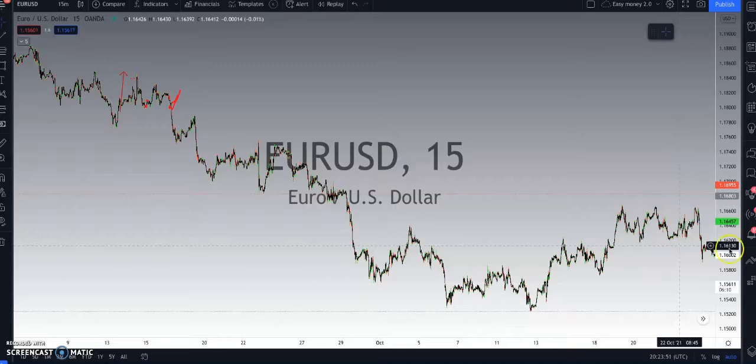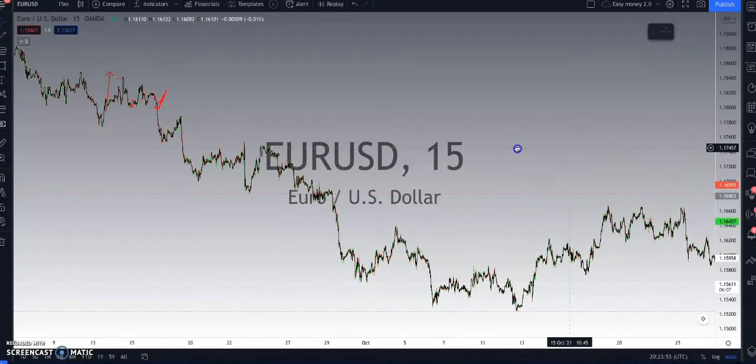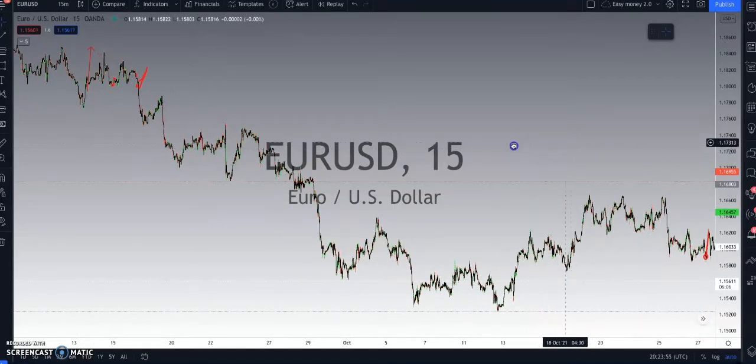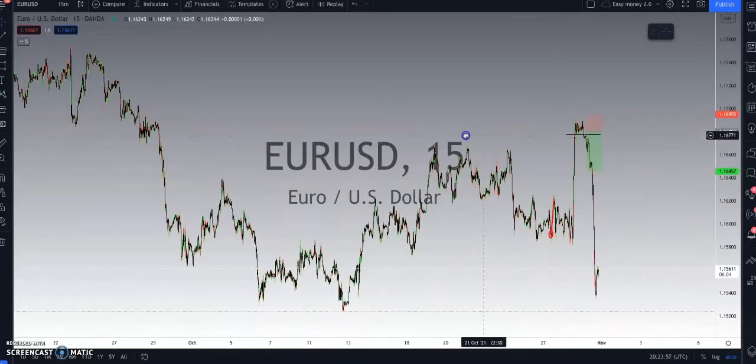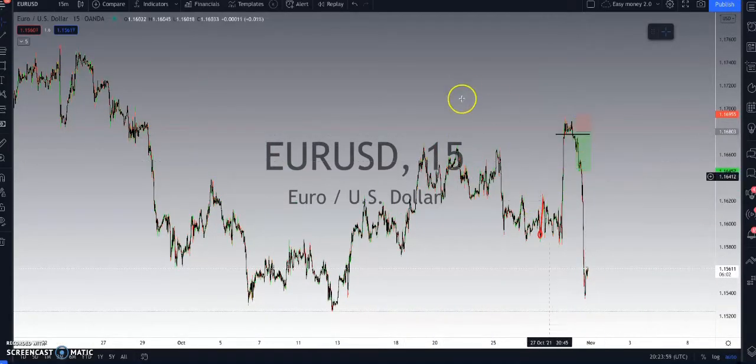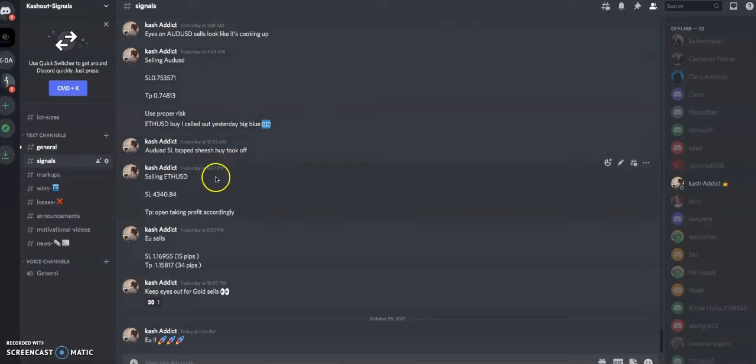Alright guys, so first things first, this is EURUSD, this is the 15-minute chart. As you can see, this is the trade that I sent out. Let's go to the signal group. As you can see, caught it right here, stop loss, TP. So the original trade was only 15 pips and the TP was 34 pips.